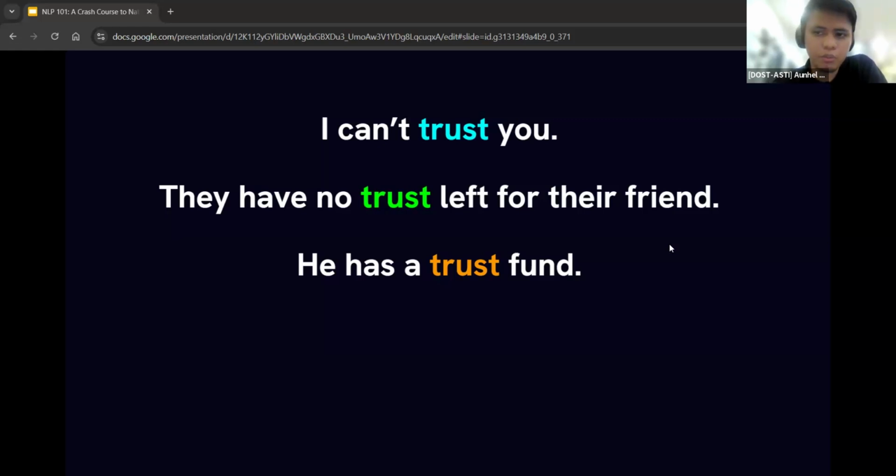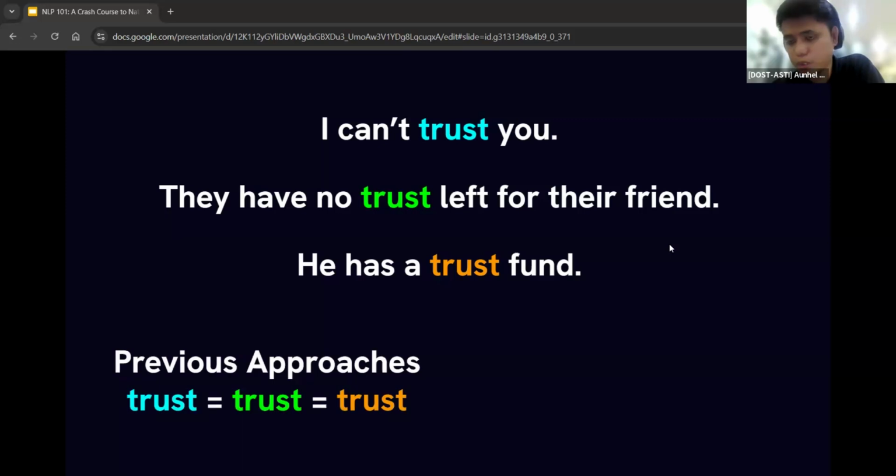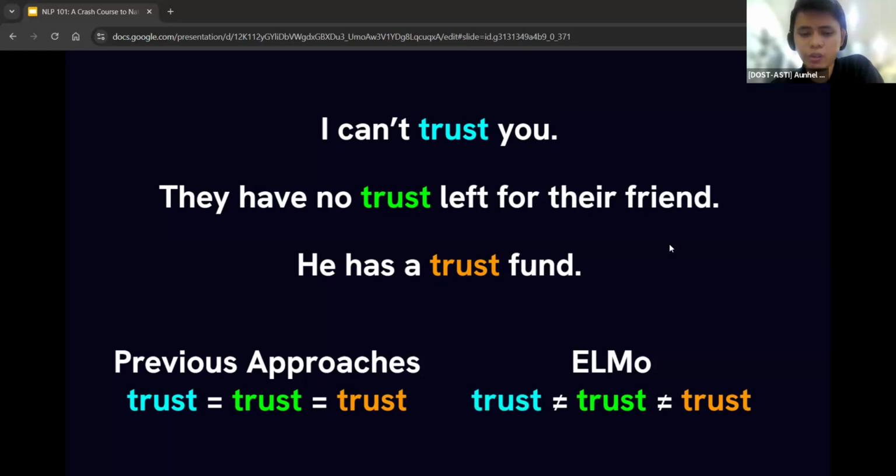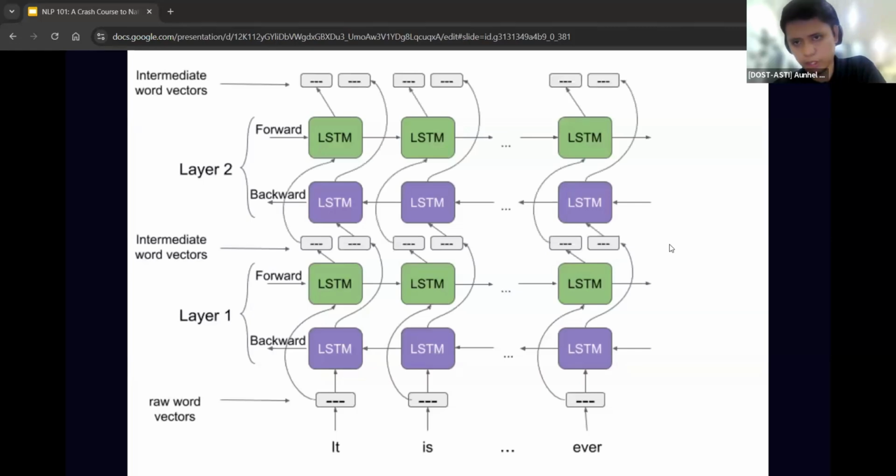So there should be a difference in the representation of these words. In the previous approaches, GloVe, word2vec, fastText, iisa lang yung representation, parang ina-average na lang, depende na lang sa kung ano yung gagamitin mong training data. However, in ELMo, these three would hold different vector representations. Again, depending on the words that are found around them.